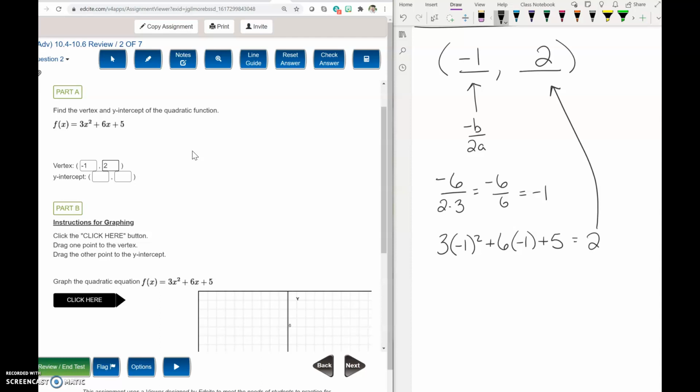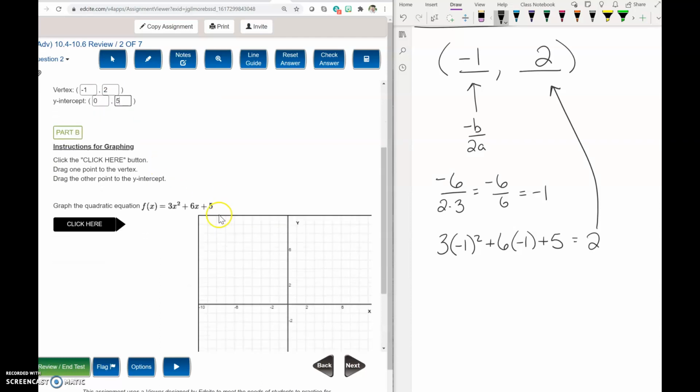The nice thing about this version of the equation is that the y-intercept is this c value. So the +5, that's going to be your y-intercept. Your y-intercept is always 0 and then whatever that number is. If you plug 0 in, 3 times 0 squared is 0, 6 times 0 is 0, you end up with 5 as your answer. Okay, those are the 2 points that you need to graph.